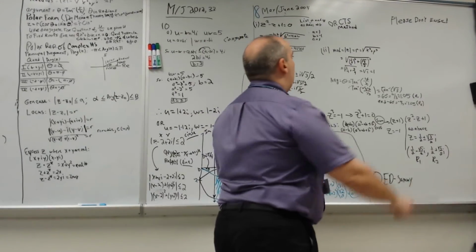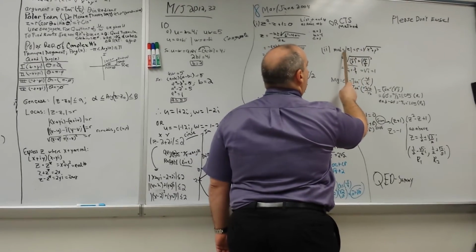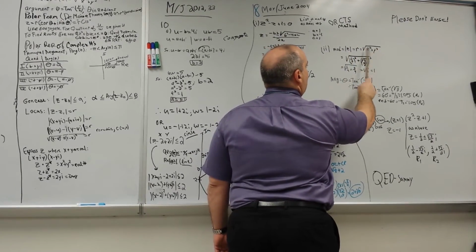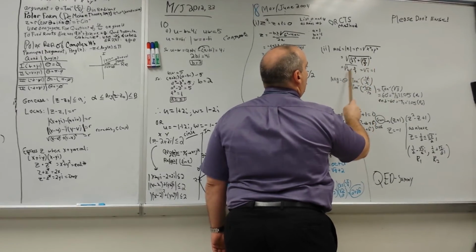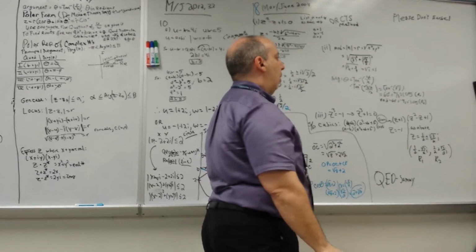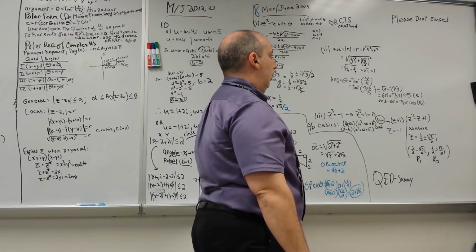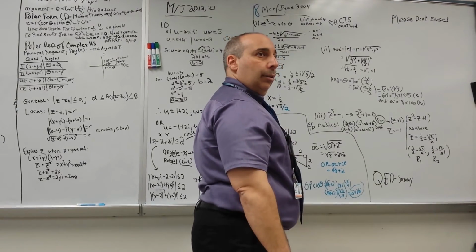Oh, I love hummus. So, I like to mix my polar with my absolute value. I put this in here, 1/2 squared plus root 3 over 2 squared, and then I get the modulus of 1. Pretty good? Okay so far?